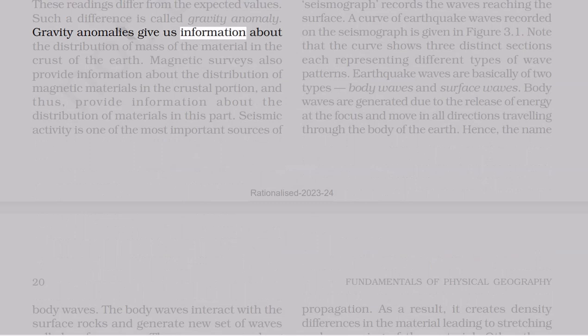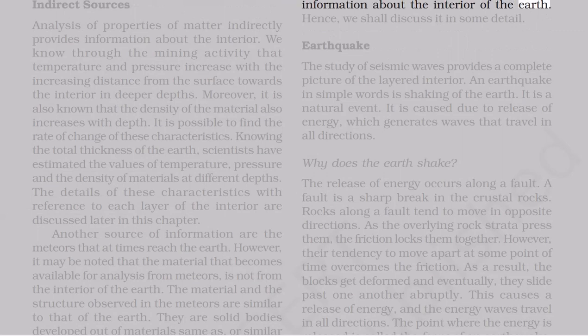Gravity anomalies give us information about the distribution of mass of the material in the crust of the Earth. Magnetic surveys also provide information about the distribution of magnetic materials in the crustal portion, and thus provide information about the distribution of materials in this part. Seismic activity is one of the most important sources of information about the interior of the Earth. Hence, we shall discuss it in some detail.